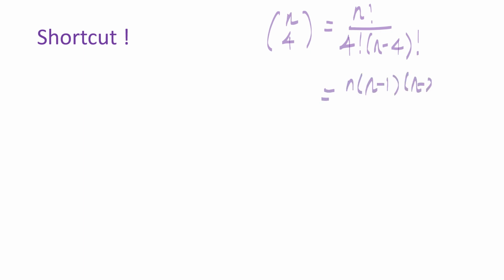So after learning how to evaluate nC4, let's say, which is equal to n factorial over 4 factorial times (n minus 4) factorial, and then you simplify to get this. So now the question is, do you really have to do these steps all the time, or is there a shortcut? If you look at the answers, I'm going to give you a few more examples, then you can see the shortcuts.